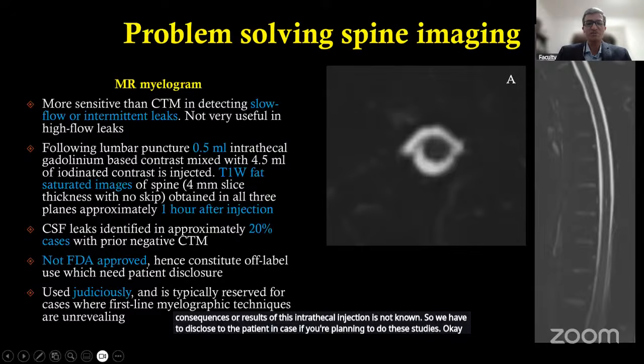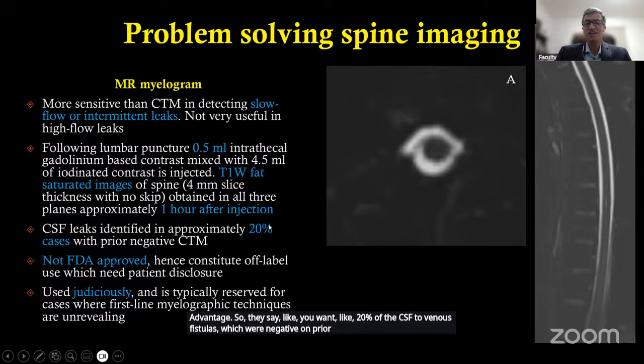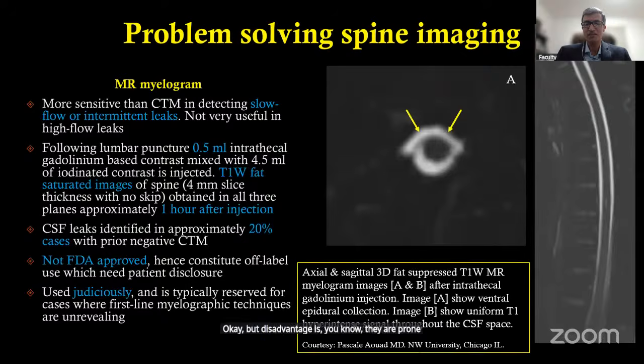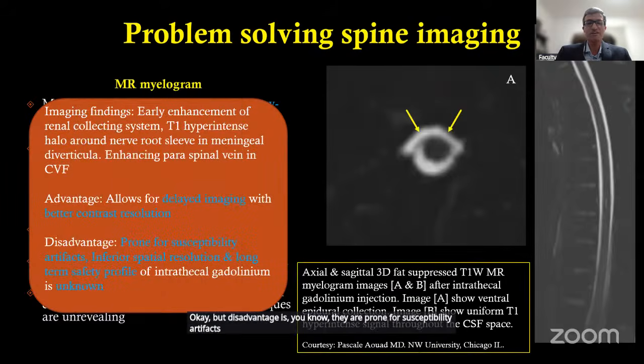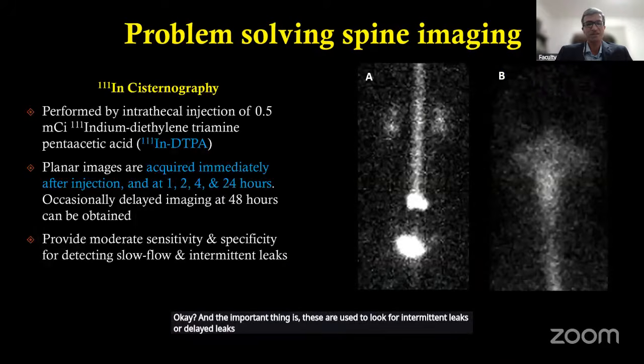Okay. Advantage: they say even 20% of the CSF to venous fistulas which were negative on prior CT myelogram can be identified on these. But the disadvantage is that they are prone to susceptibility artifacts. And of course, the spatial resolution is not as great as CT. Important thing is these are used to look for intermittent leaks or delayed leaks.